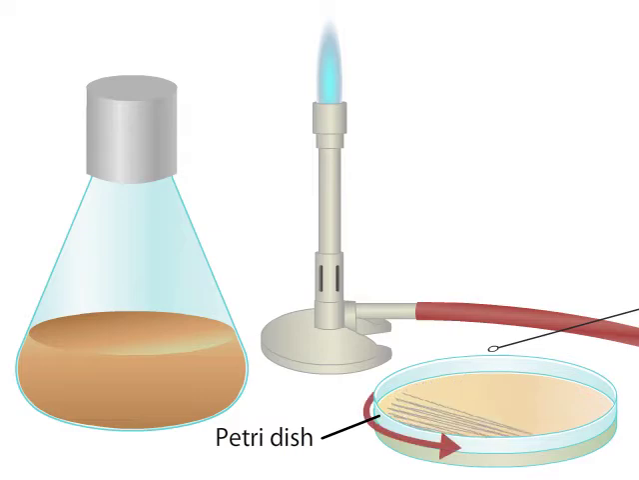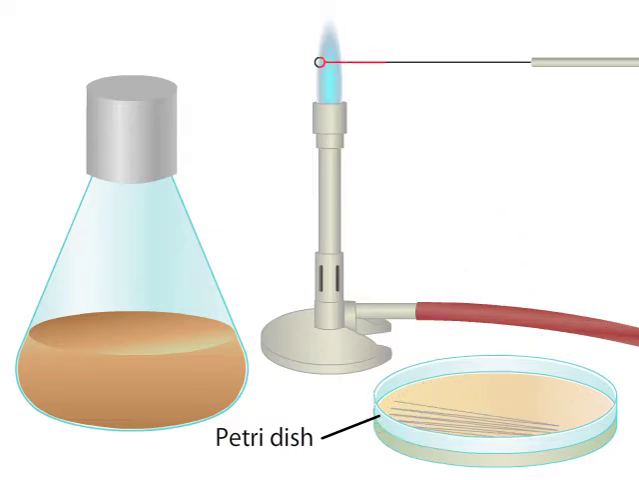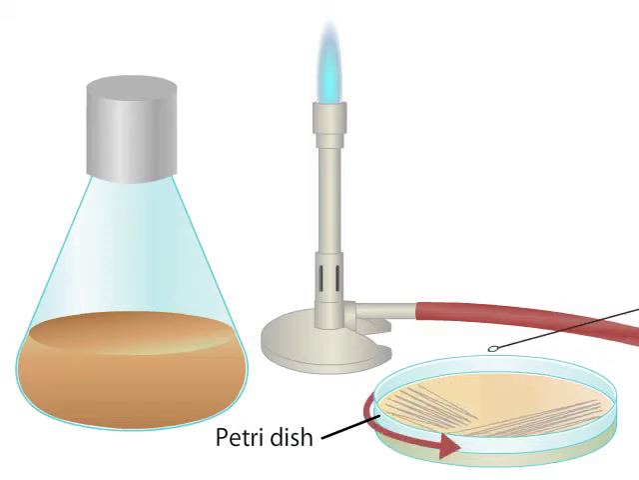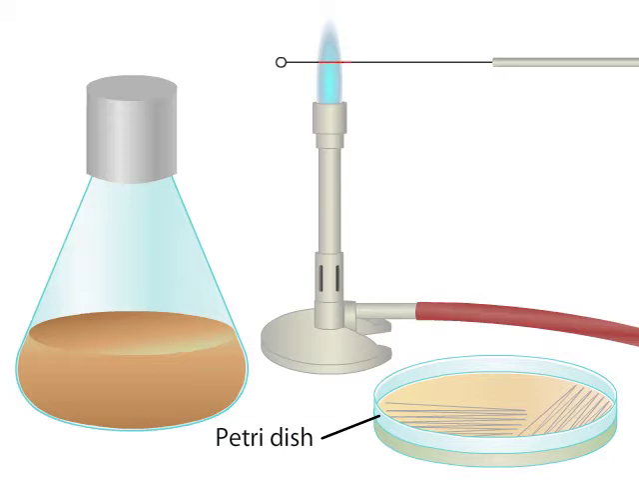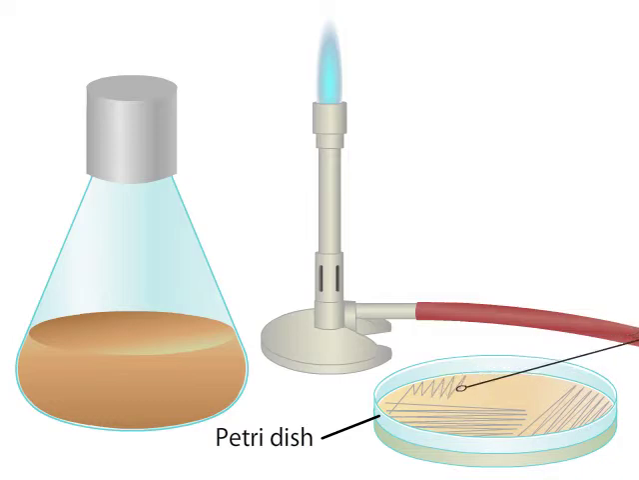The loop is sterilized and cooled again. This time, the loop streaks over the first pass, collecting a small number of bacteria and spreading them into a fresh area of the dish. The procedure is repeated again. Toward the end of the streak, few bacteria remain on the loop, so at that point, individual cells will land and stick to different places on the agar surface.